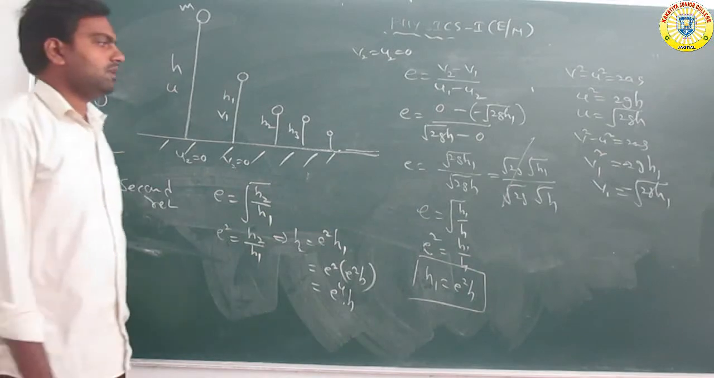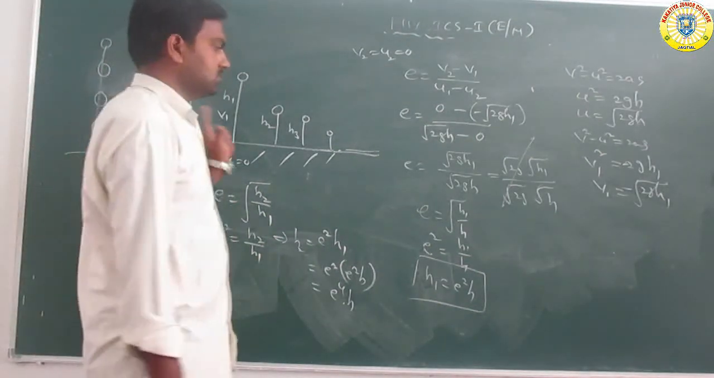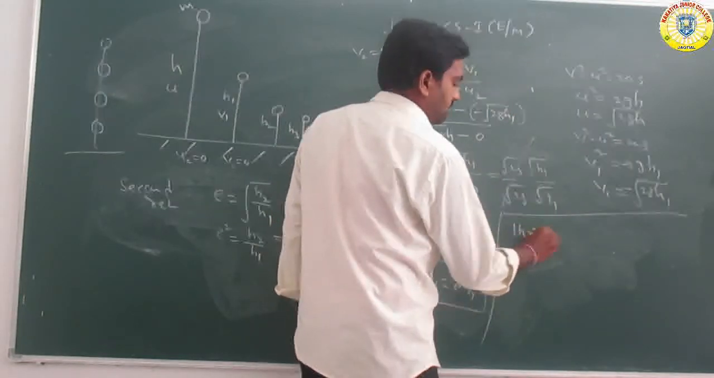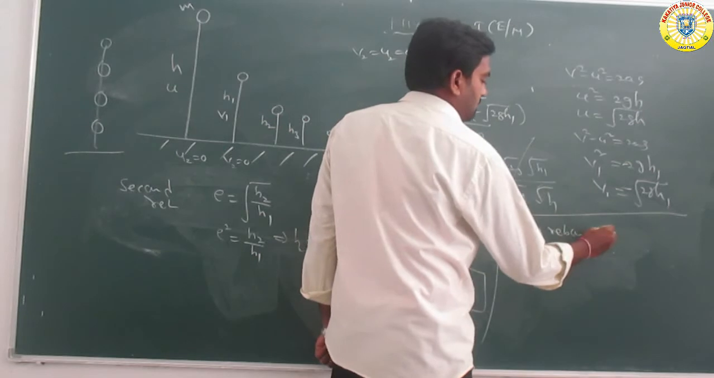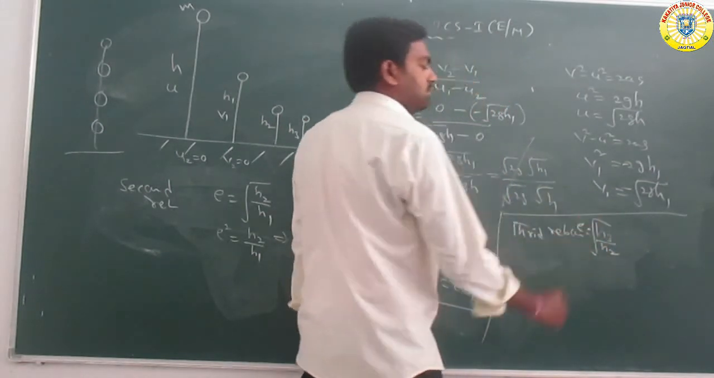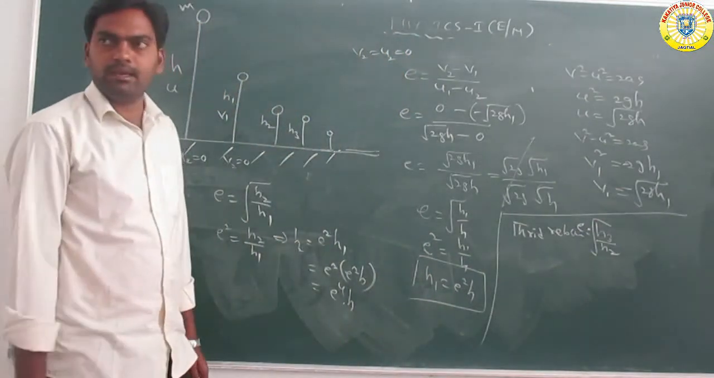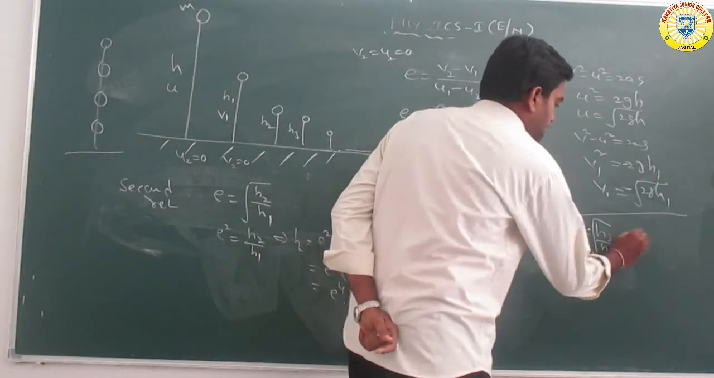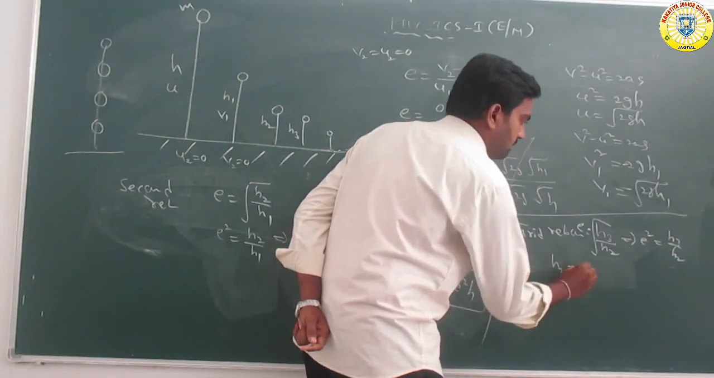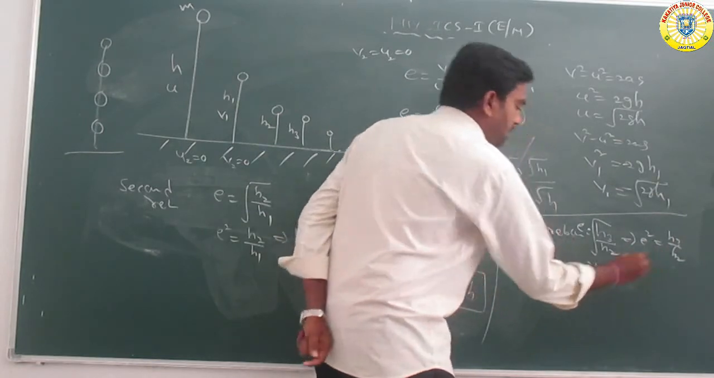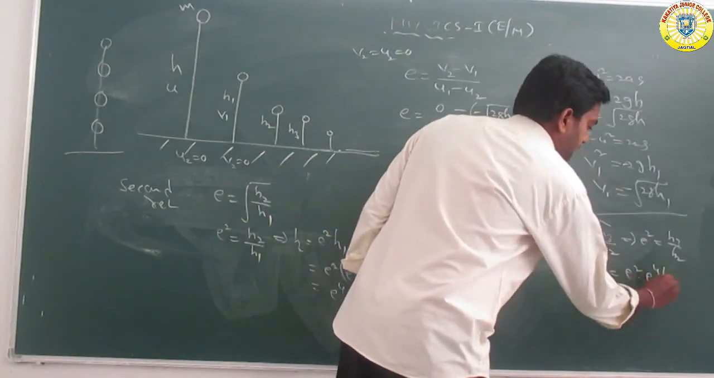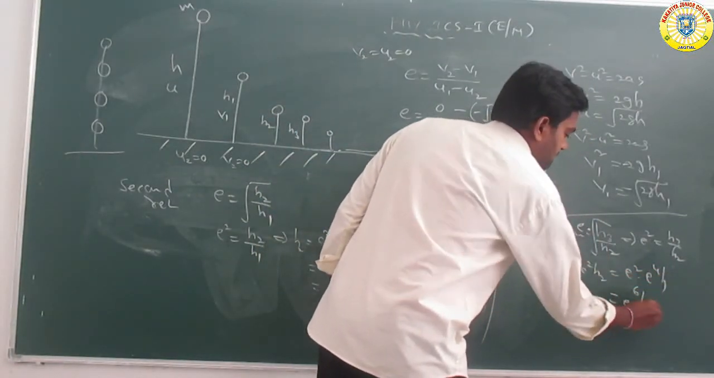The next one is the third rebound. E is equal to under root of h3 by h2. Squaring both sides, E square is equal to h3 by h2. So h3 is equal to E square h2. Since h2 is E to the power of 4 into h, h3 is E to the power of 6 h.